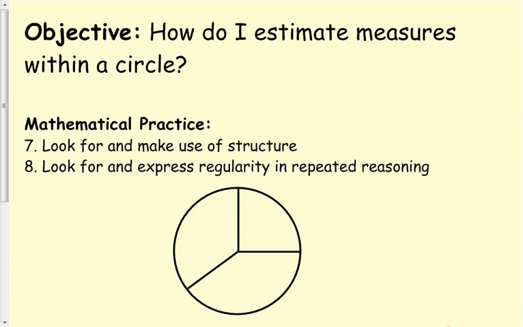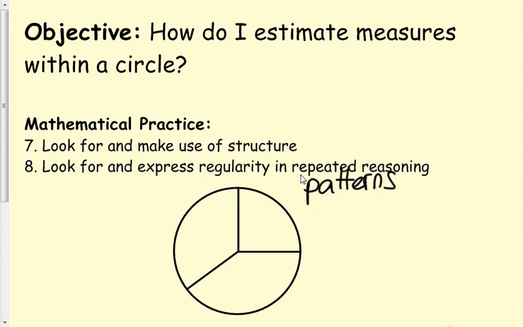We're going to use two mathematical practices to do that. One, we're going to look for and make use of structure, so thinking about what it looks like and how it's been put together. And second, we're going to be looking at mathematical practice number 8. We're going to look for and express regularity and repeated reasoning, which means basically we're going to look for patterns within the shape that we're given.